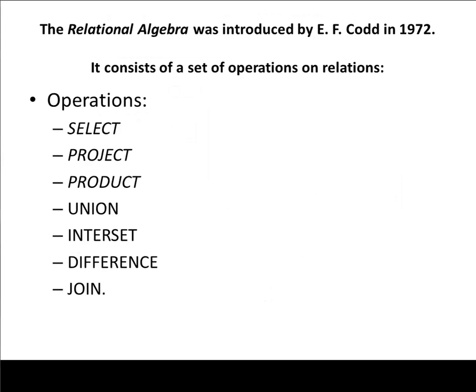Okay, so when we talk about relational algebra, which is a way to formulate a data request where the data is represented in a relational data model, this was done by E.F. Codd in 1972, and he defined the set operations on a relational database, and they're listed here. I'm only going to briefly talk about select, project, and product.